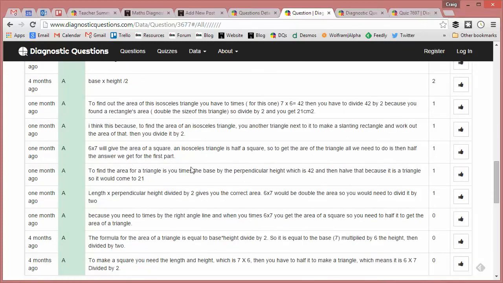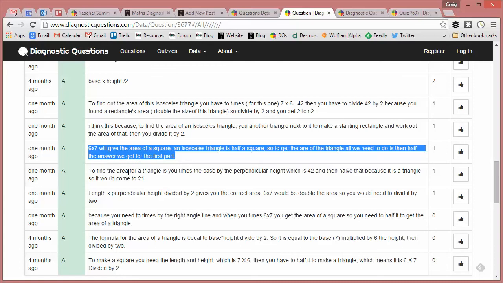There's some really interesting ones a bit further down here. A lot of students seem to think 6 times 7 will give the area of a square as opposed to a rectangle. But I know exactly what they mean, and this is a really nice way of explaining it. Then the isosceles triangle is half the square. So to get the area of the triangle, you need to half 6 times 7. That's a really nice visual way of doing it.